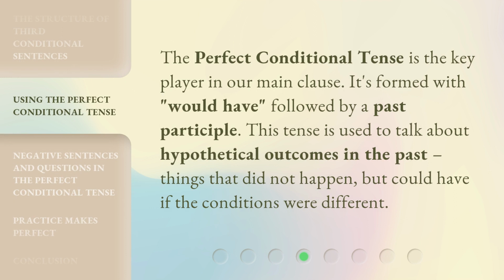The perfect conditional tense is the key player in our main clause. It's formed with would have, followed by a past participle. This tense is used to talk about hypothetical outcomes in the past, things that did not happen, but could have if the conditions were different.